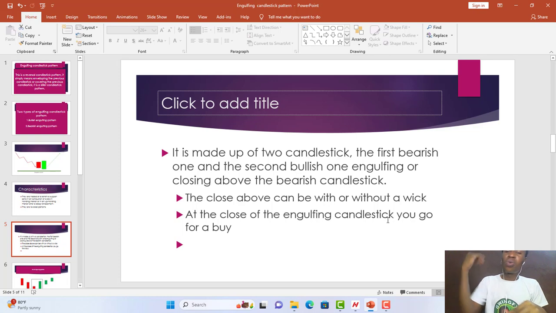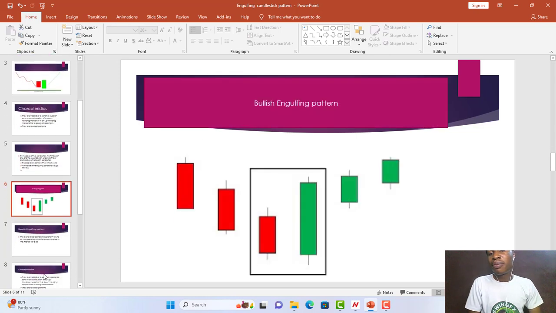You don't necessarily need to wait and ask, what do I need to do? Or is this good or bad? Or is this engulfing? Provided it has closed and the parameters are right, you go for your buy in the market. This is one of the strategies I use. This is one of the best candlestick patterns I use. This is a good example.